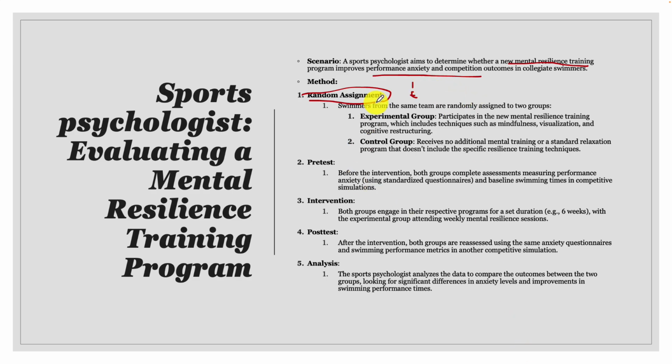We're going to have an experimental group and a control group, but we've got to make sure that we control these groups, right? So the experimental group is going to participate in a new mental resilience training program. The control group receives no mental training program, okay? So I have randomized control, R, okay? I have baseline measurements, O, right? Here's the pretest before intervention. Both groups have to do a complete assessment, measuring performance anxiety. So here's that measurement, here's that measurement.